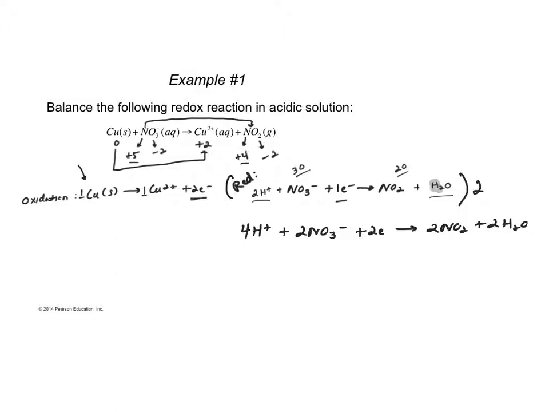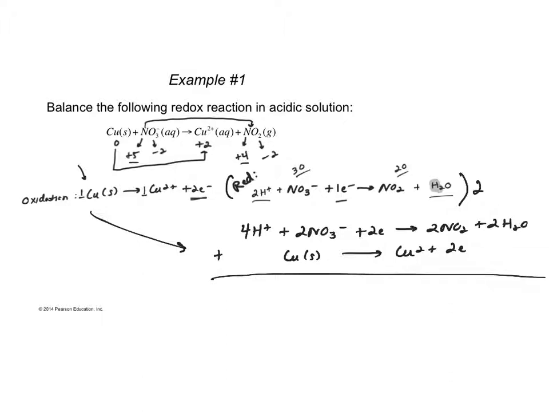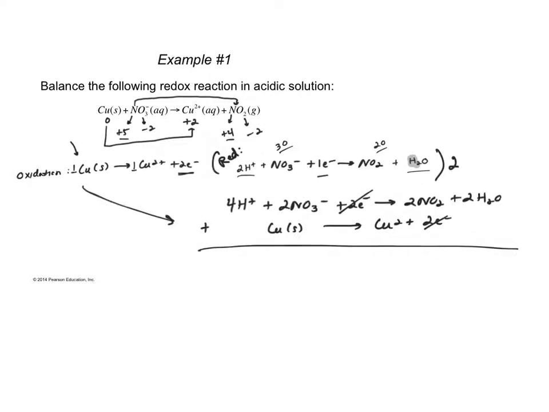Now that we have balance with respect to charge, we get to add them together. So we bring down our oxidation: copper goes to make Cu2+ plus 2 electrons. When we add these together, what's going to cancel here? The electrons are going to go away, right? We've balanced with respect to charge, and so now we are left with our balanced redox reaction.